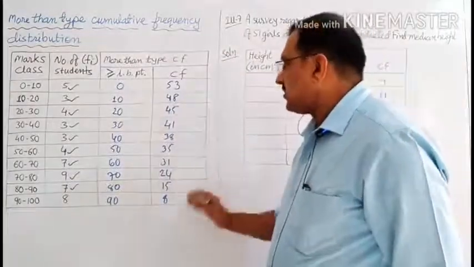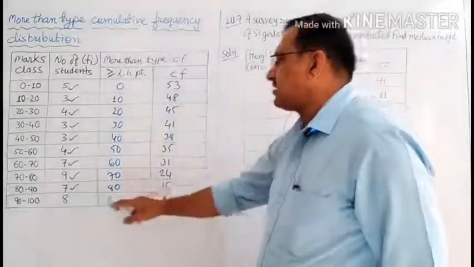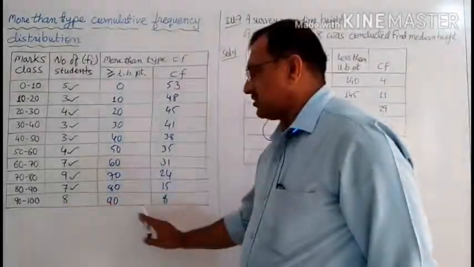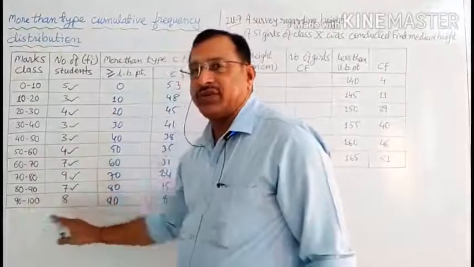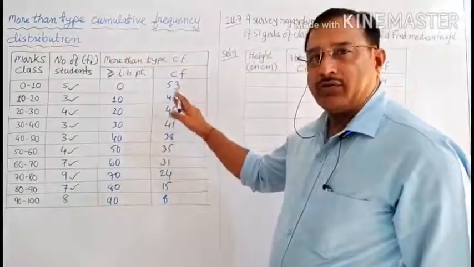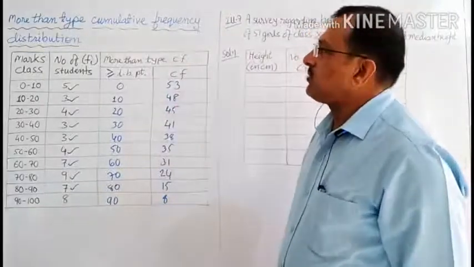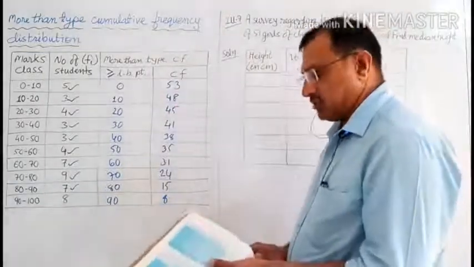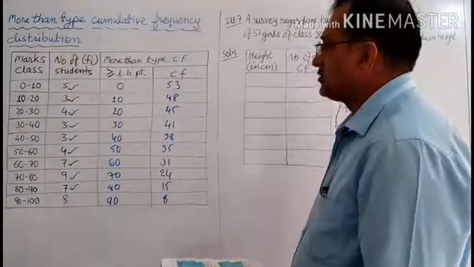Here this will be in descending order. Always the last result you will get is for students having scored marks 90 to 100, that is greater than or equal to 90 only, and greater than or equal to 0 means all the students. So this type of cumulative frequency distribution is the more than type cumulative frequency distribution.